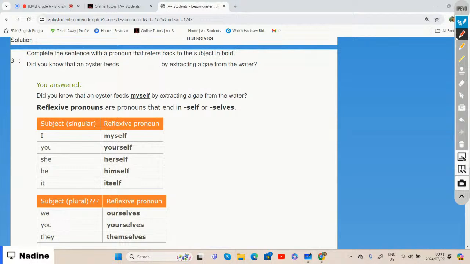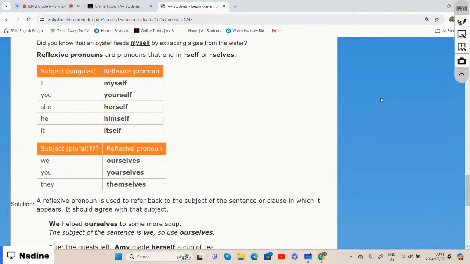All right. So if we were to look at that sentence, it says, did you know that an oyster feeds itself by extracting algae from the water? So itself.